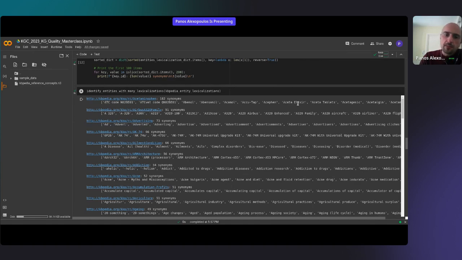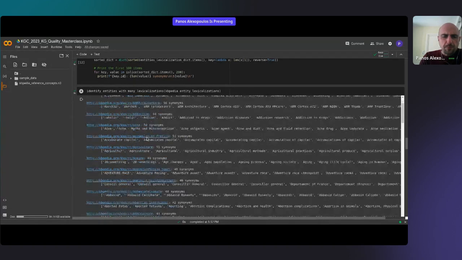Not necessarily the same thing. But let's take a simpler example that we all know about. So let's take, for example, this one. Wikipedia.org Adventure Racing Sport. So this is most likely a class that is supposed to represent racing sports that are adventurous. You see in the labels that it has labels like adventure race, which makes sense, but it also has adventure events. An adventure event is not necessarily a racing sport, right?